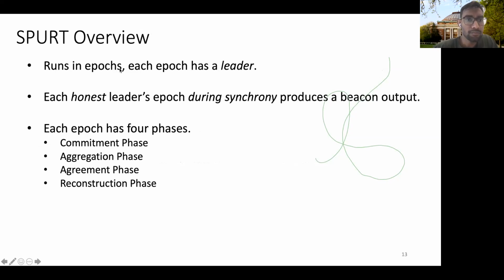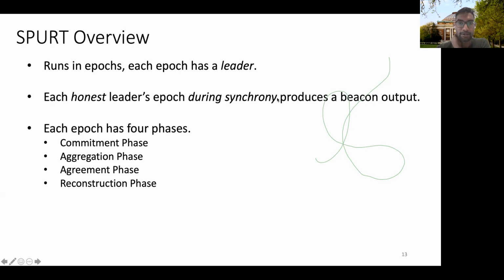So let's talk about SPURT. It proceeds in epochs, which is basically, let's say, block height, to draw an analogy. Each epoch has a leader, which is some designated node, and this leader can be chosen using a deterministic protocol. The leader is only responsible for liveness, not for safety. The guarantee is that each honest leader's epoch during synchrony produces a beacon output.